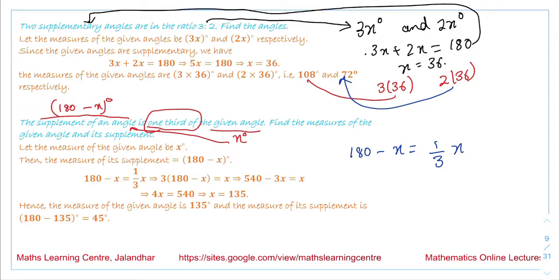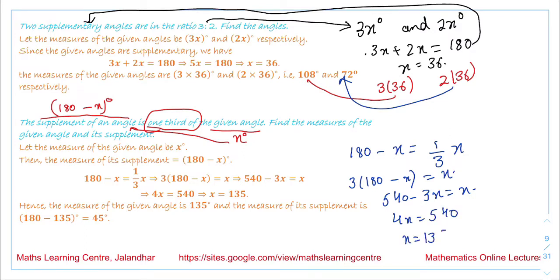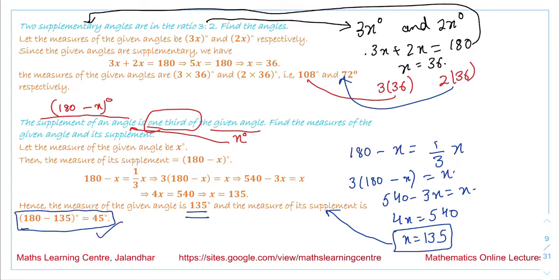When you solve this, we multiply both sides by 3, so you will get 3 into (180 minus x) is equal to x. So you will get 540 minus 3x is equal to x. So 4x is equal to 540, and x is equal to 135. So the two angles we are talking about: one is 135 degrees and the second is 180 minus 135, which is 45 degrees.